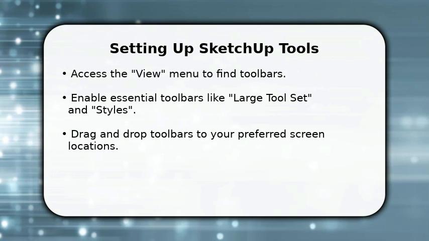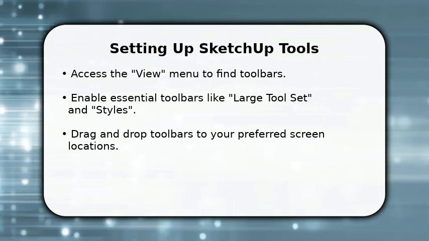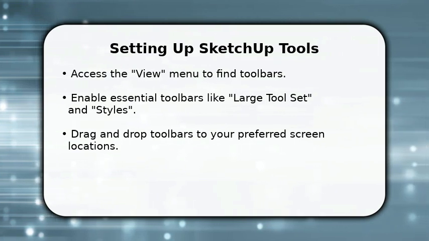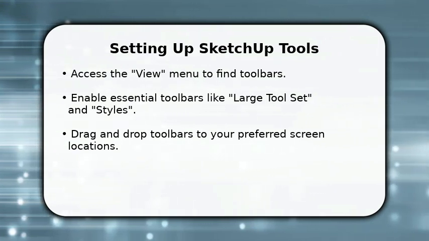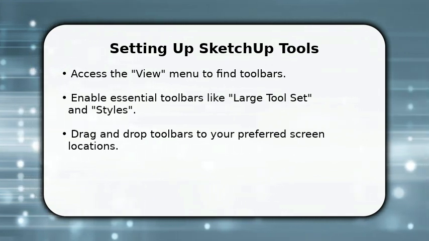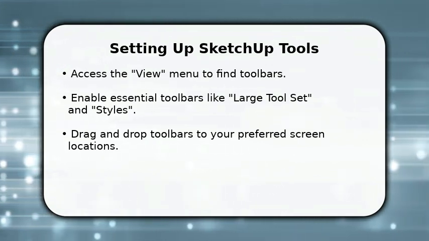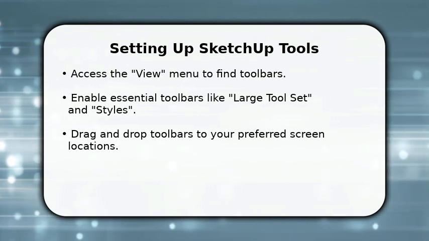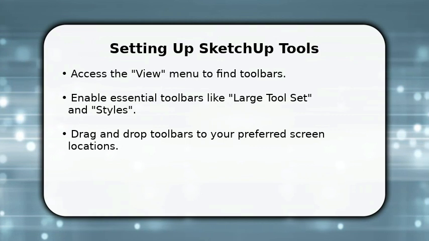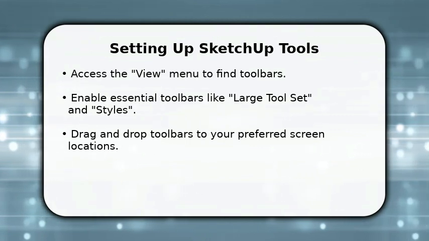Navigate to the View menu, then select Toolbars. Here, you'll find a list of available tool sets. I recommend enabling the Large tool set for comprehensive access to drawing and modification tools, and Styles for quick visual adjustments. Once enabled, you can easily drag and drop these toolbars to position them exactly where you need them on your screen for optimal workflow.